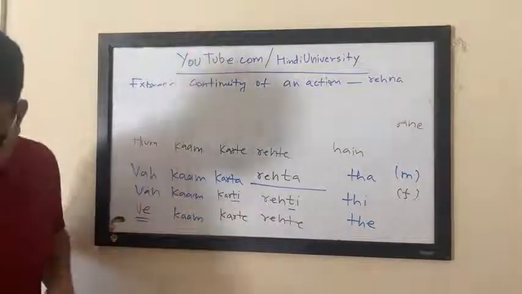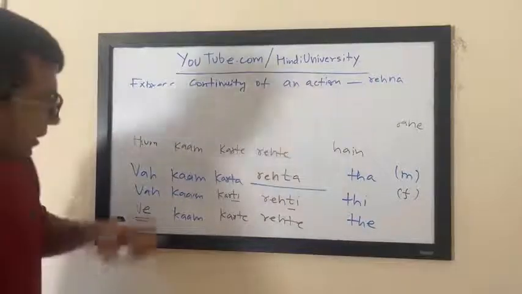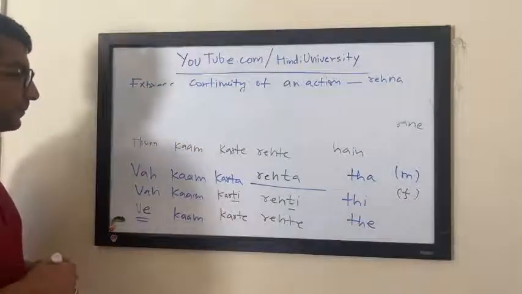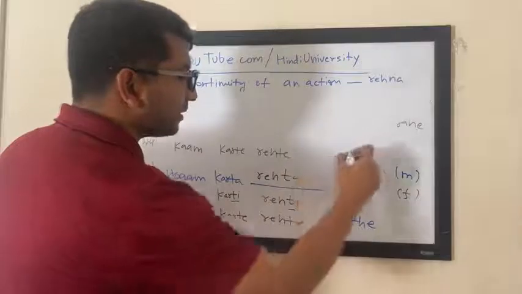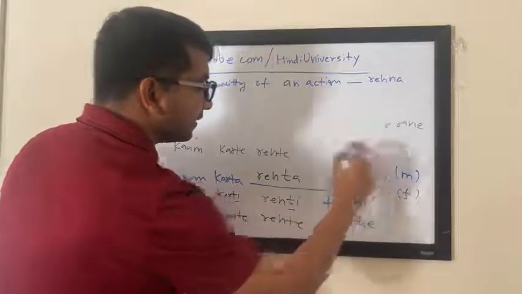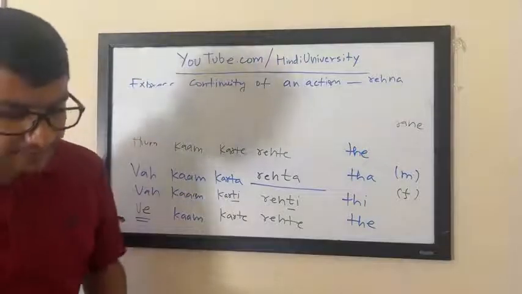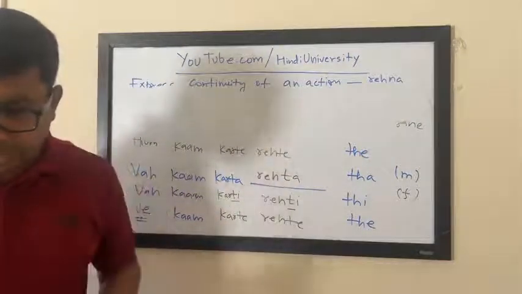Okay, and we'll do one more. Nandini ji, you want to try this one? We used to keep on working. हम काम करते रहते थे. Okay, हम काम करते रहते थे. Great. So far we have tried the present and the past. Okay.